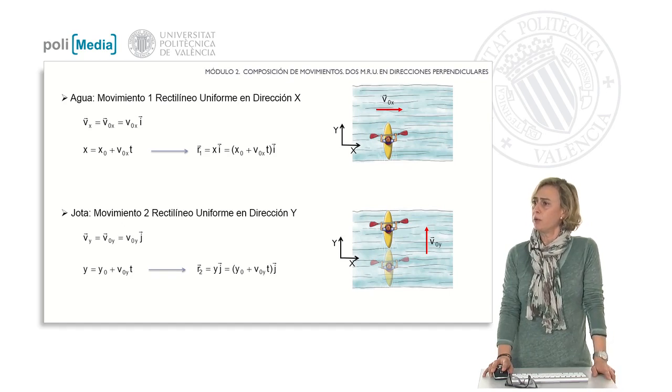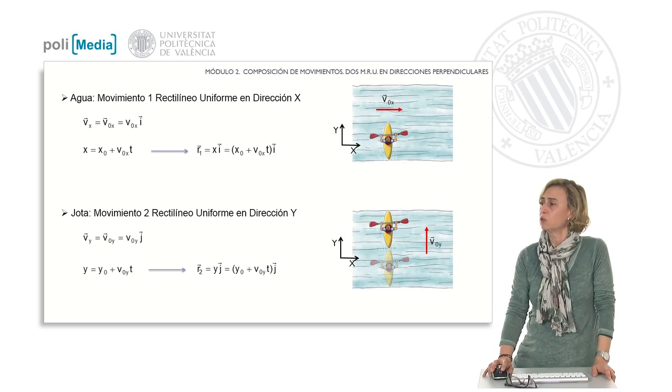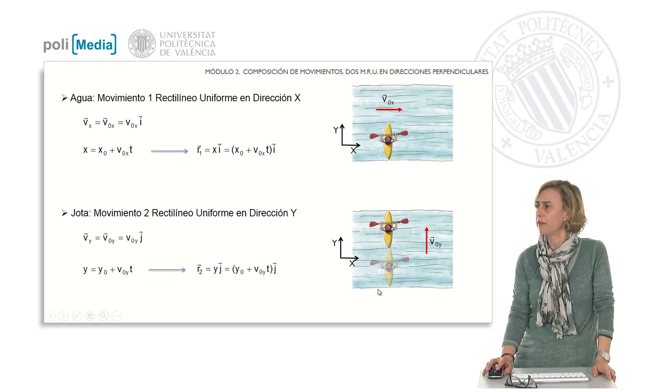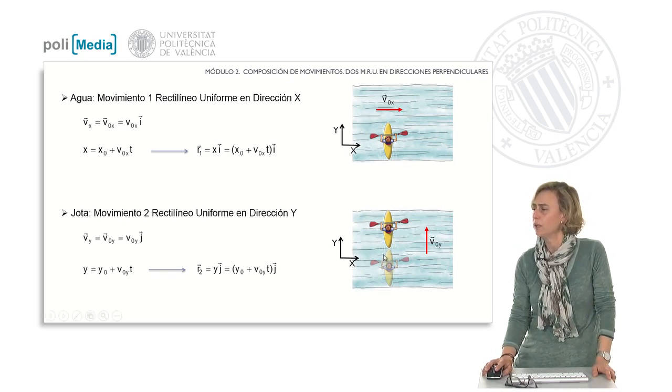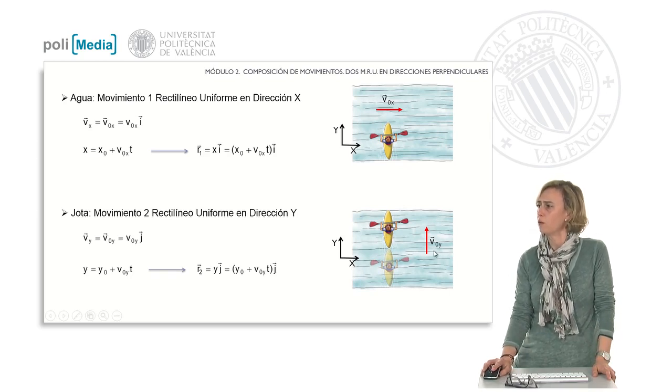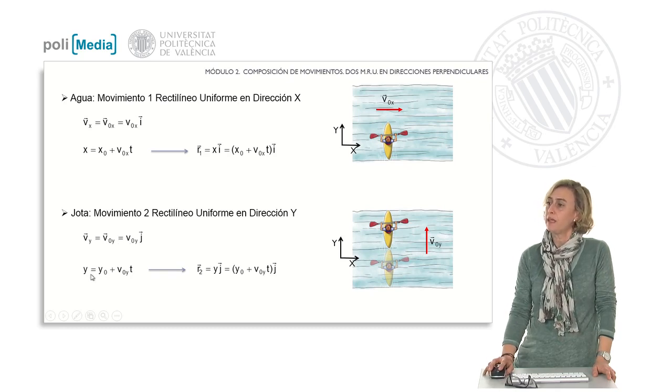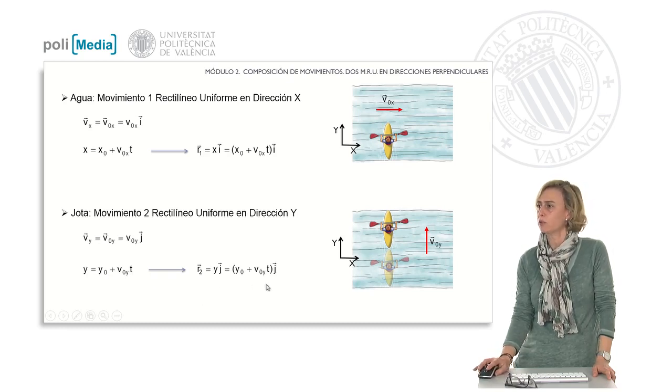If we now analyze the motion of J, which we have called motion 2, we will have that it is a rectilinear and uniform motion in the direction of the y-axis, since J rows in that direction with a velocity v sub 0y. Then the velocity of J will be v sub y equal to v sub 0y times vector j. y will be equal to y sub 0 plus v sub 0y times the time, and therefore the position vector will be this one that we mark here.